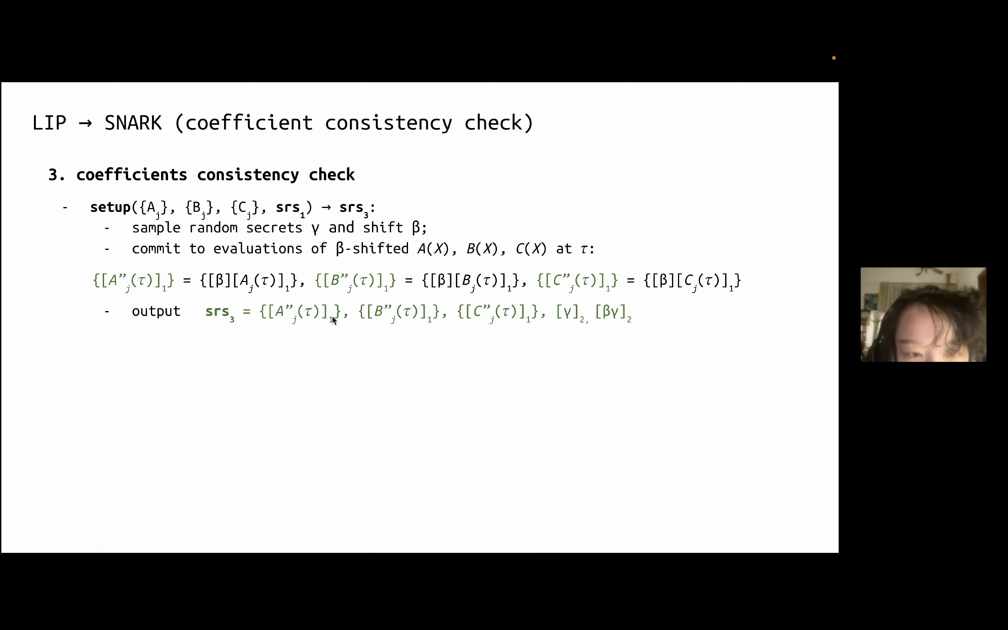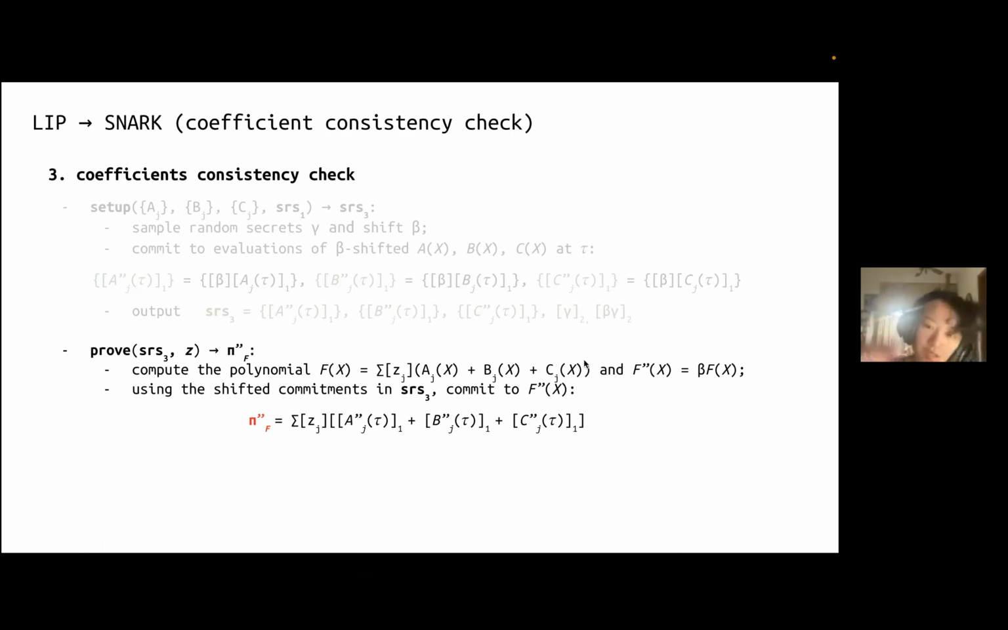And we're going to output these beta shifted column commitments, as well as a commitment to gamma and beta gamma. And this will become clearer how we're going to use it. So we now compute this sum polynomial f(x). So it's the sum of A, B, and C, but multiplied by the corresponding assignment at that point.